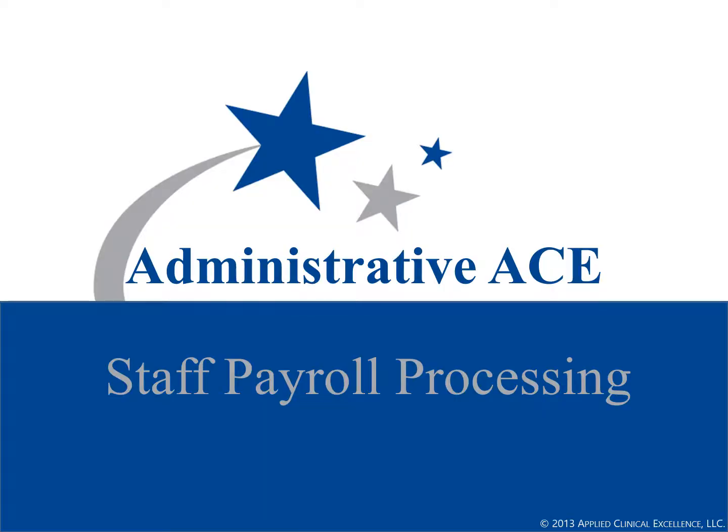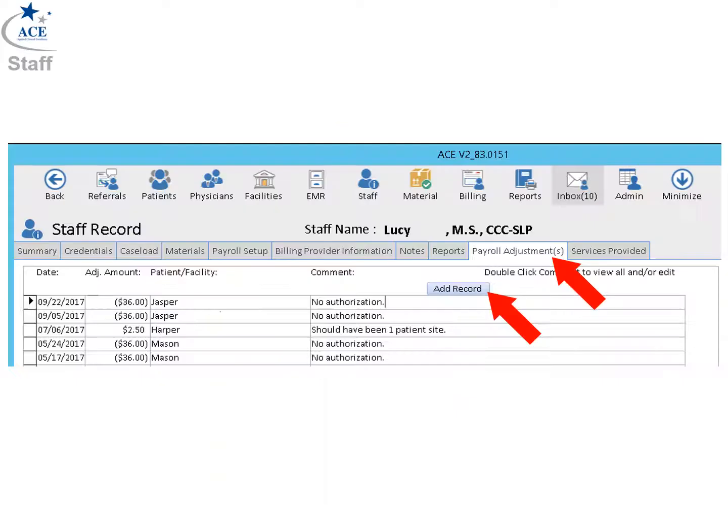Next, we're going to discuss how to process payroll within the ACE application. Anytime a document is signed for a billable service, the clinician will be paid for the service. If for some reason the clinician should not be paid for the service, a payroll adjustment may be made. This can be done by navigating to the particular staff record and clicking on the Payroll Adjustments tab. Next, the user will click the Add Record button.